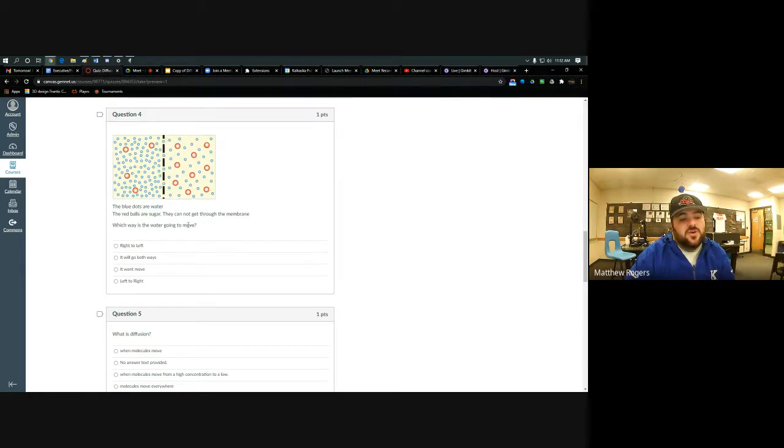Which way is the water going to move? So water is going to move from a high concentration to a low concentration. So water is going to move from this side to this side. So it's going to move left to right.